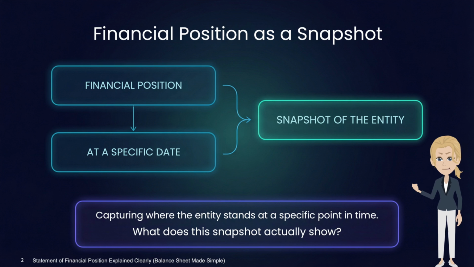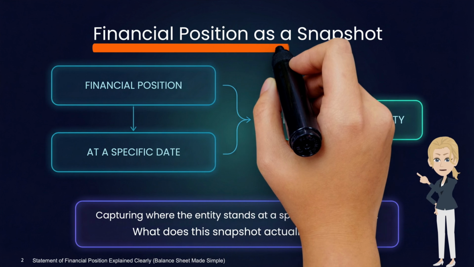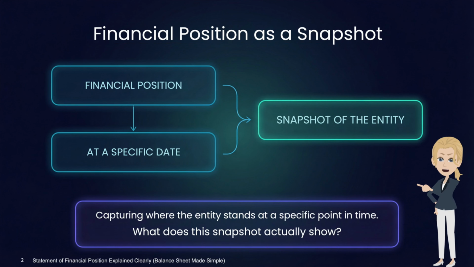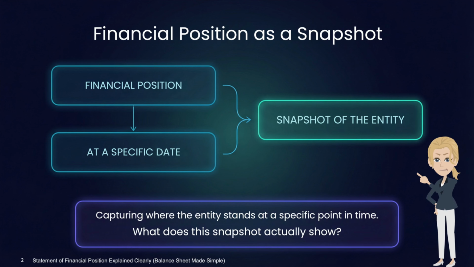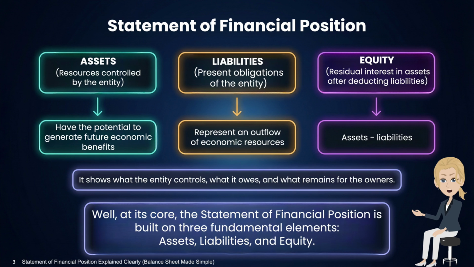So now that we understand its purpose, let's see how the financial position of a business is actually presented. Think of the statement of financial position as a snapshot, capturing where the entity stands at a specific point in time. But what exactly does this snapshot show? What are we really looking at when we talk about financial position? Well, it shows what the entity controls, what it owes, and what remains for the owners.